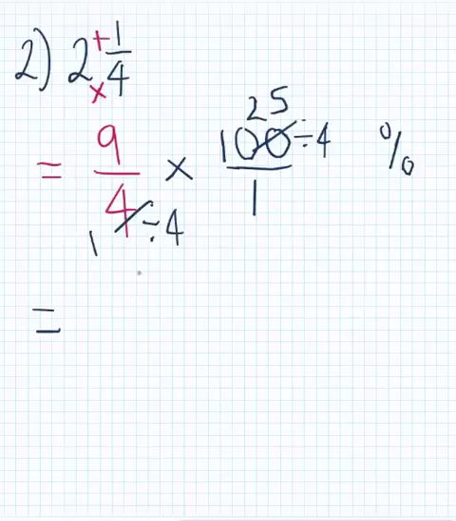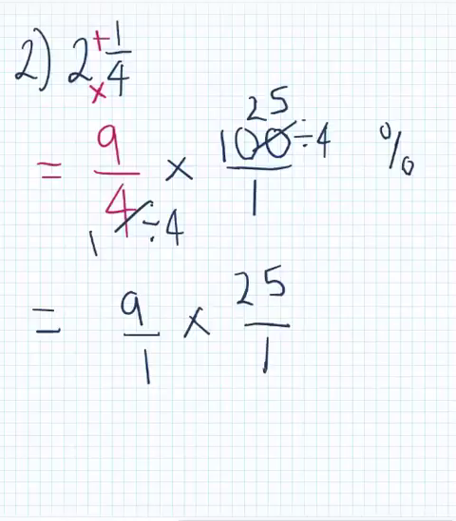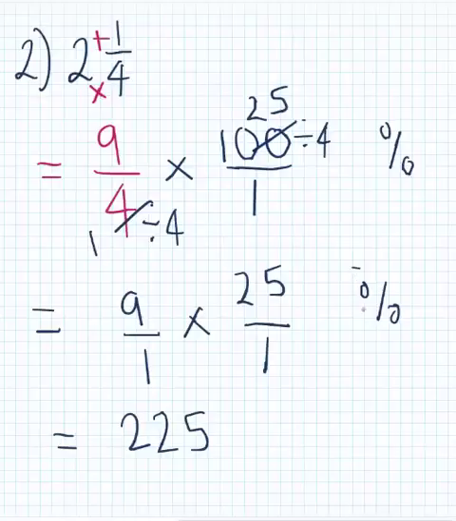I'll just write it out so we can see it clearly. So we've got 9 over 1 times 25 over 1. And it's now a percentage. We're just going to fix up our working out. So 9 times 25 is 225. 225, and please don't forget this symbol, percent. And that's our final answer.